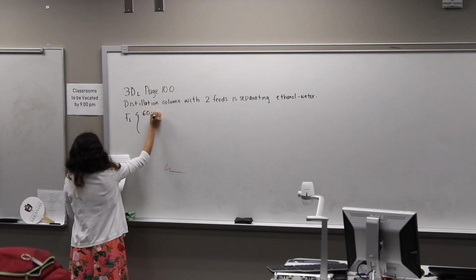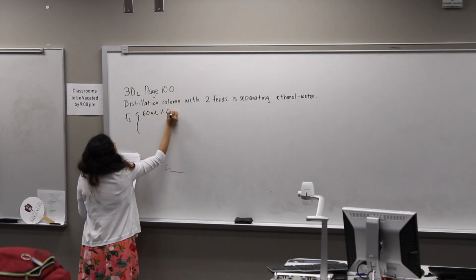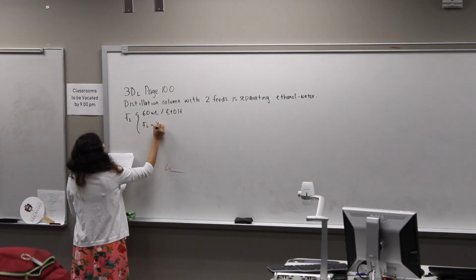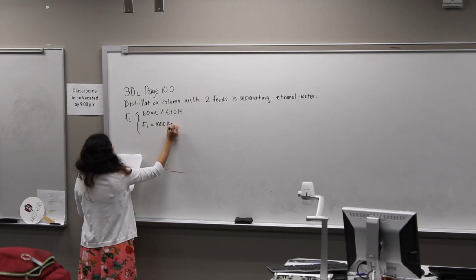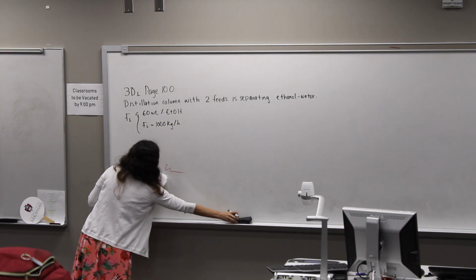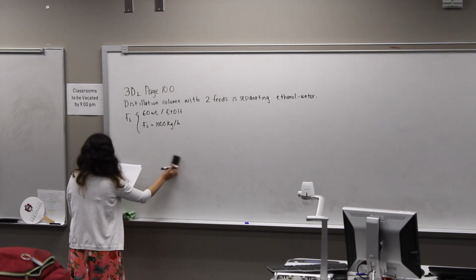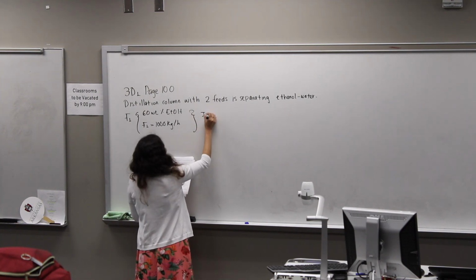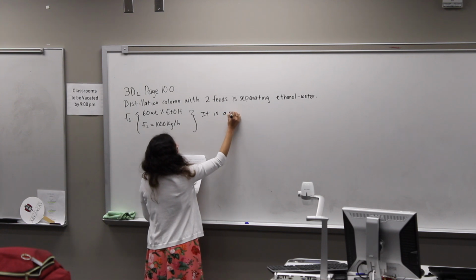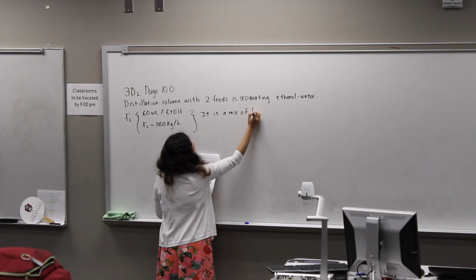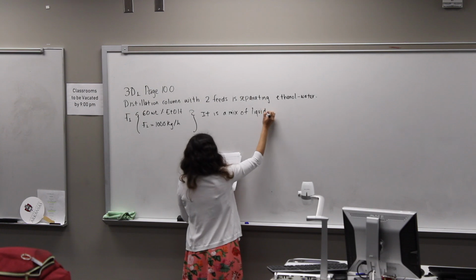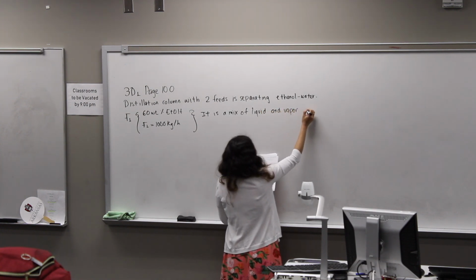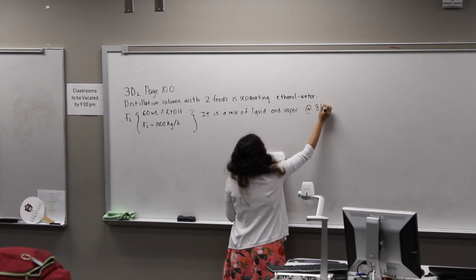Is 60% weight ethanol, and I'm feeding 1,000 kilograms per hour. I know that this feed is a mix of liquid and vapor, and that it is at 81 Celsius.